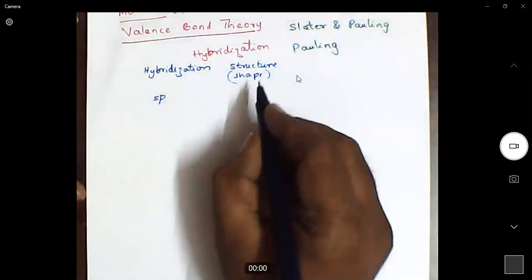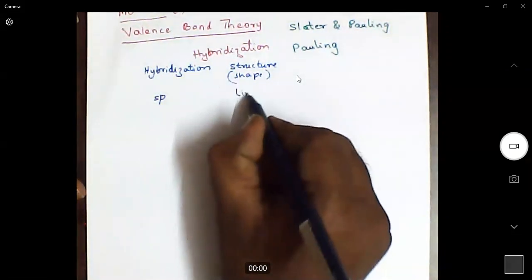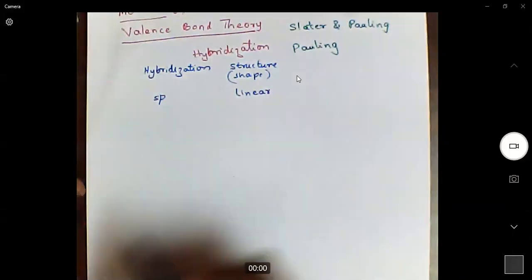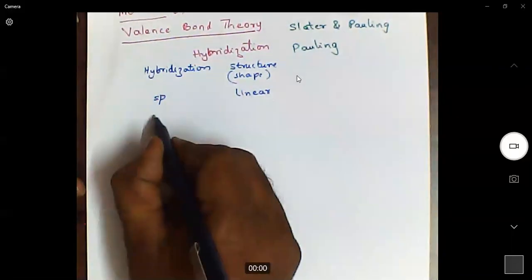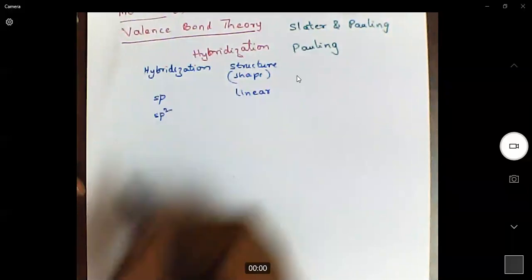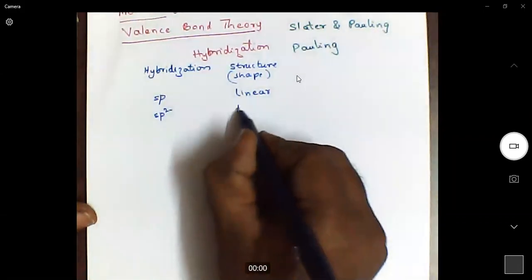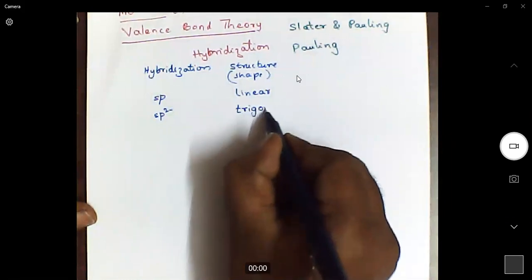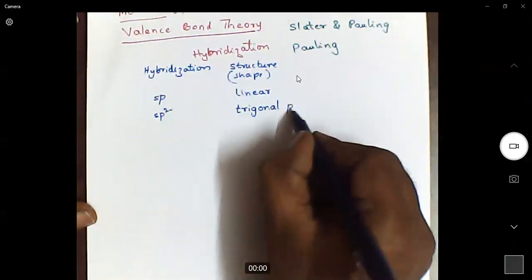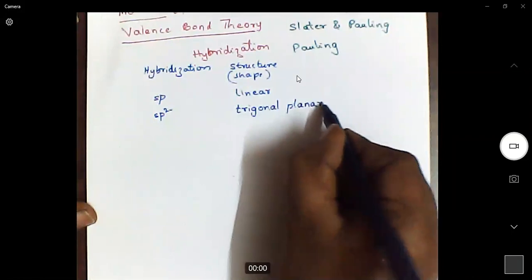When we have sp hybridization, the molecular structure is linear structure, linear shape. If one s orbital and two p orbitals are involved in hybridization, then we say it is sp2 hybridization. When we have sp2 hybridization, the shape of the molecule is trigonal planar. Shape of the molecule is trigonal planar.